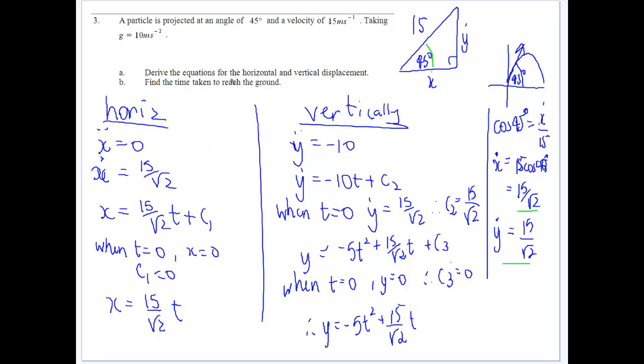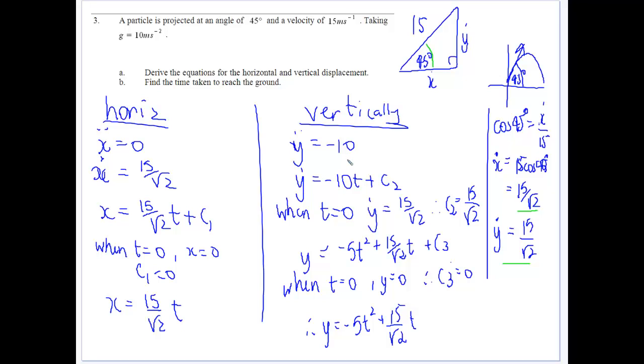That allows us to start getting our equations of horizontal and vertical displacement, because we know we start off with the acceleration being 0 for horizontal. The horizontal velocity is constant, so that'd be our 15 on root 2. And then we integrate again to get our position, and we get 15 on root 2 times t plus the constant. Because it doesn't say otherwise, we assume we take our starting point as the origin, and then our constant would be 0. So the x position would give us 15 on root 2 times t.